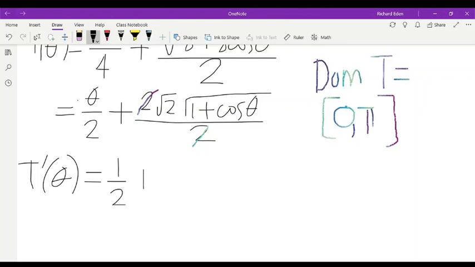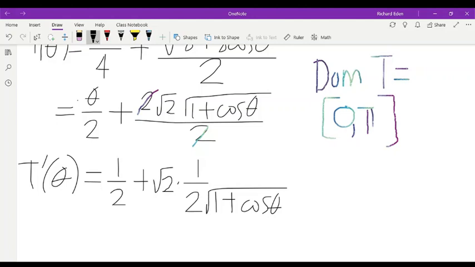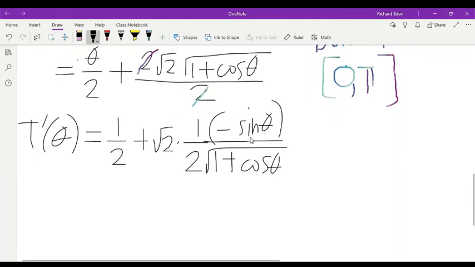You have 1/2. And then for the next term, you still have the square root of 2. That's just a constant. So it's really this radical that we have to differentiate. You have the exponent 1/2, so that would then go down. So you would have 1/2, and then you would then have this 1 plus cosine theta, now raised to negative 1/2. So that would go down as this radical in the denominator, 1 plus the cosine of theta. And then the numerator would be the derivative of 1 plus cosine theta, so that would be negative sine of theta.